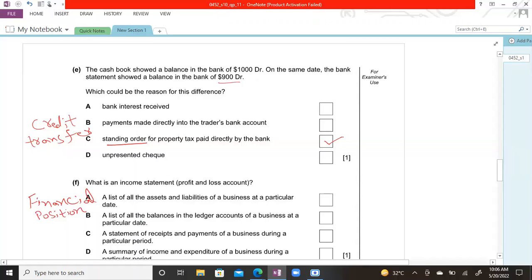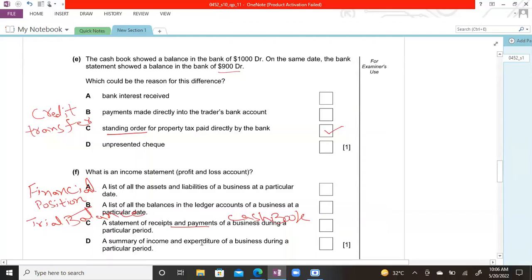Second is a list of all the balances in the ledger accounts of a business at a particular date. So this is the definition of a trial balance. C is a statement of receipts and payments of a business during a particular period. Receipts and payments, so this is a cash book. And D, a summary of income and expenditure of a business during a particular period. So yes, this will give you the profit or loss of the business.